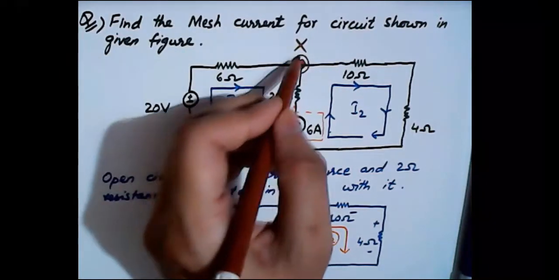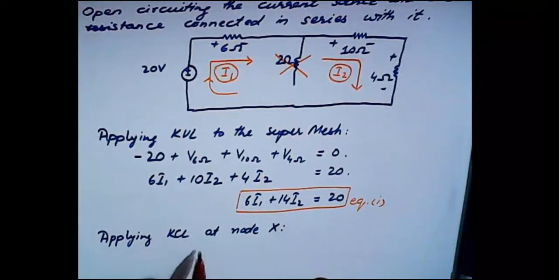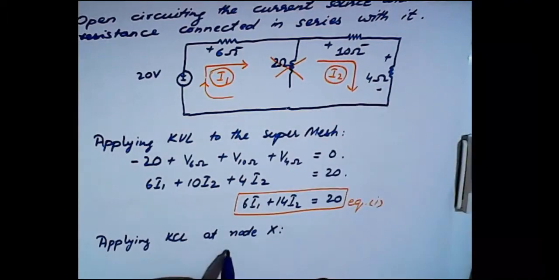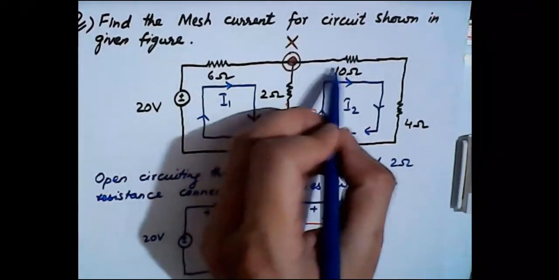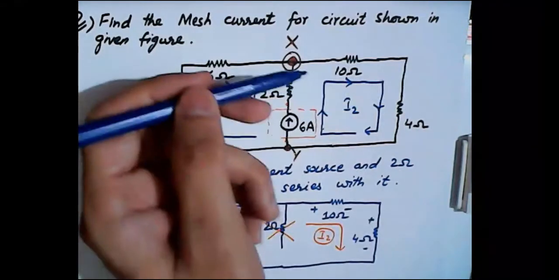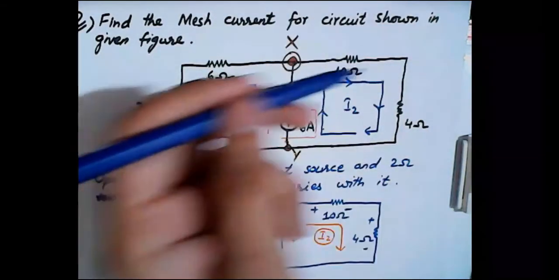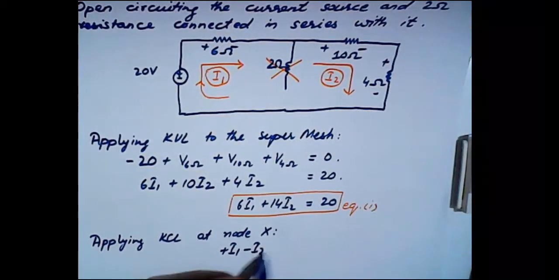This is node number X, the node under consideration. And how much current is approaching the node? I1. Since it is approaching the node, you will be writing plus I1. Similarly, the current through this 10 ohms branch is now I2 and it is leaving. Here you can see that this current is leaving the 10 ohms branch. So since it is leaving, it will be minus I2.